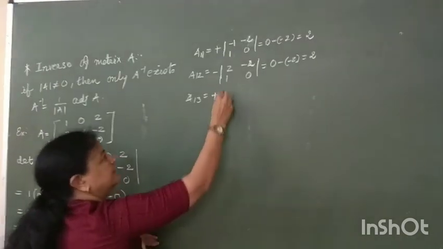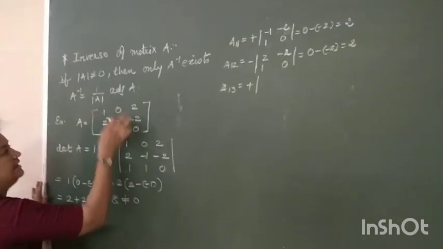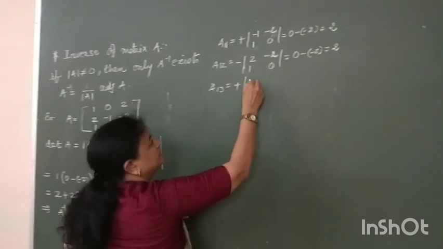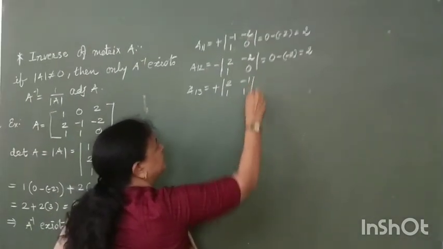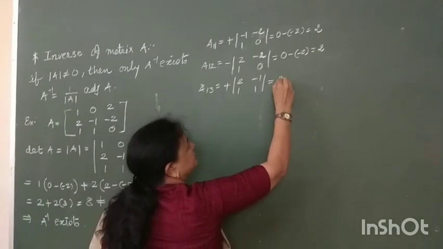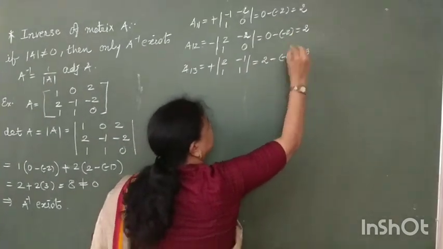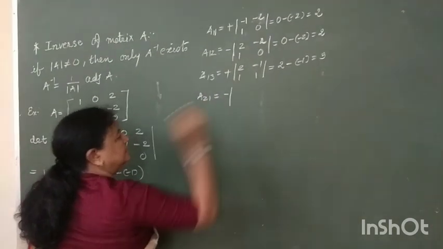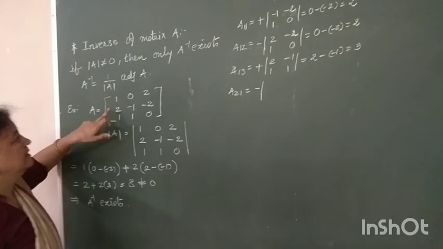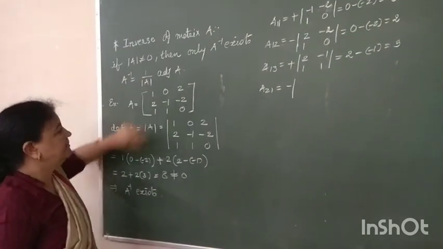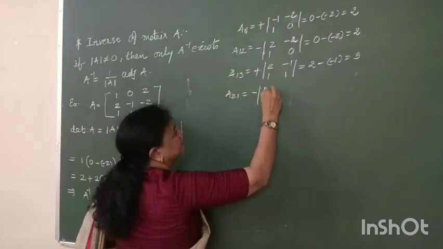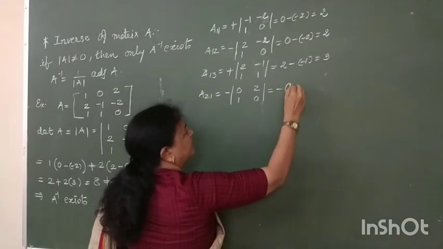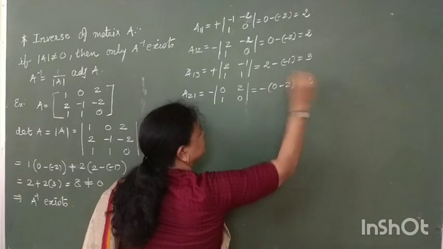A13, final sign is positive. Here we just remove the first row and third column. 2 minus 1, 1 1, that is why 2 minus minus 1, final answer is 3. Here it is negative sign. Removing the second row and first column, we get 0 2, 1 0, that is why 0 minus 2, so it is plus 2.